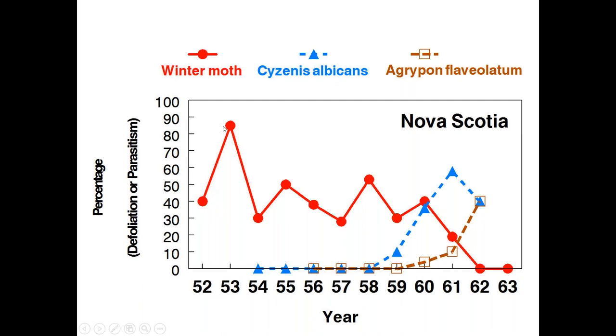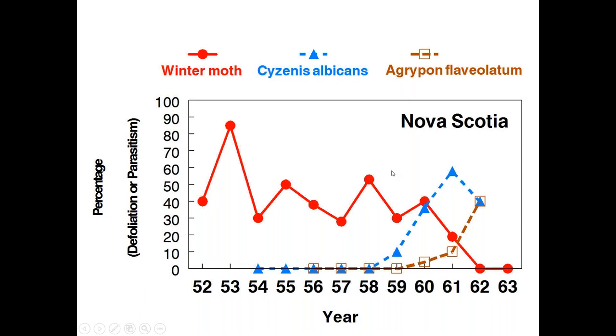So as I showed in the earlier slide, this was a major defoliator. It was causing 40%, 80%. It goes up and down every year due to a variety of factors, but it's a significant level of defoliator in these red oak stands in Nova Scotia during this whole decade.